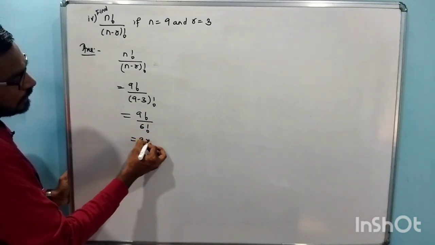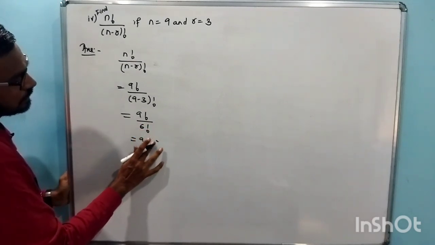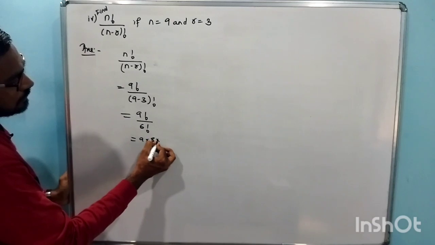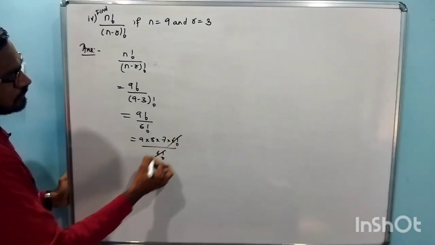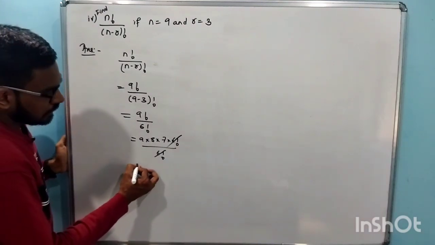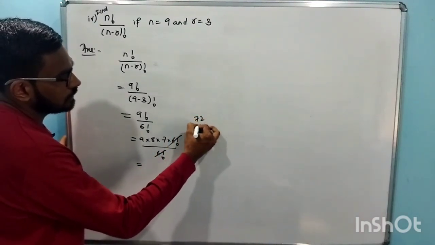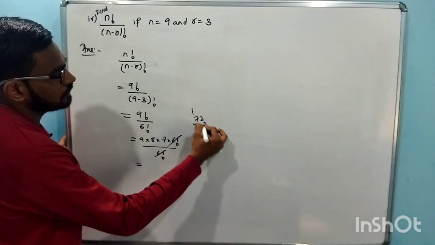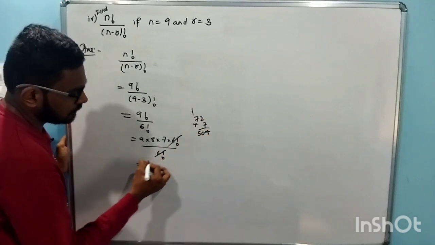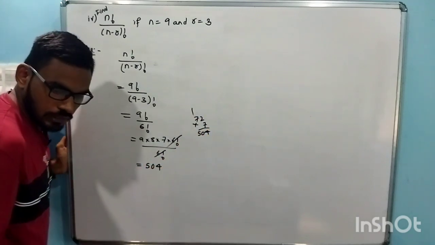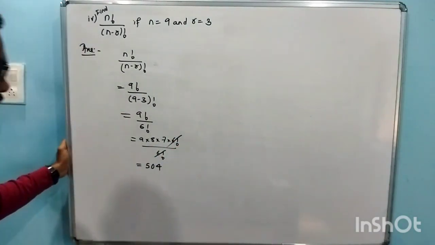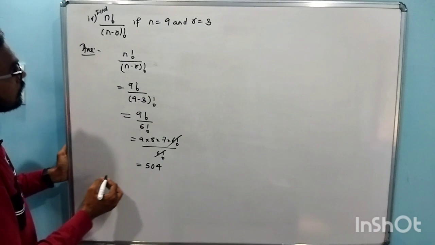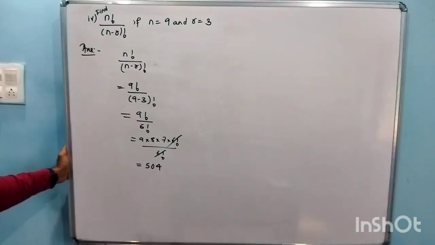So 9, 8, 7, 6 factorial upon 6 factorial. So this goes. 9, 8, 7. So 72 into 7, 504. Okay. Next, fifth question.